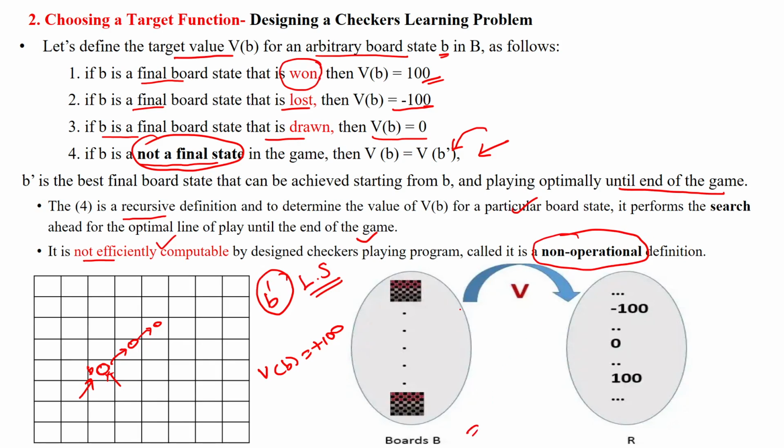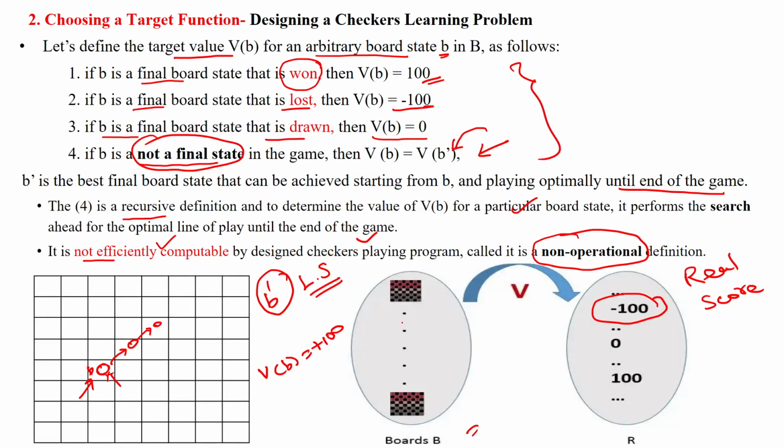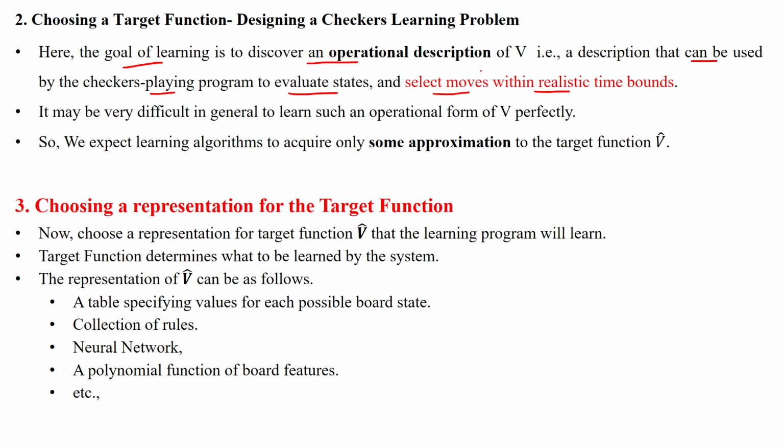So this picture indicates how we assign the real score value, the real number, for different choices. Now the goal of the learning system is to discover an operational description. That means it can be used by the checkers playing program to evaluate each and every state on the board, and also select moves within a realistic time bound. For making each movement from one state to another within the time bound, we should make a move, and only then can we win the game. So that should be the best move.